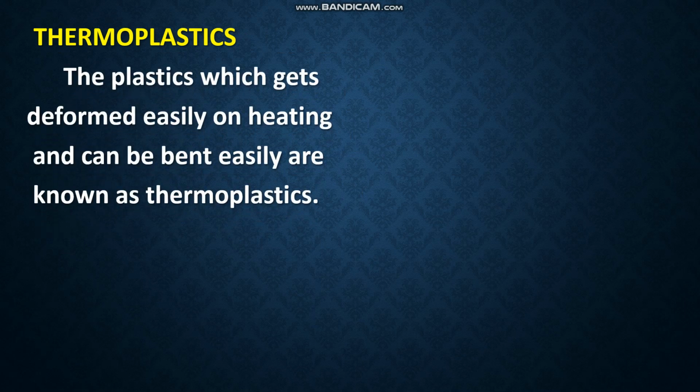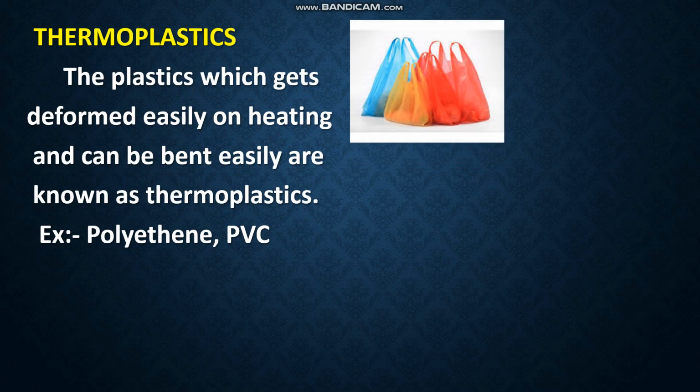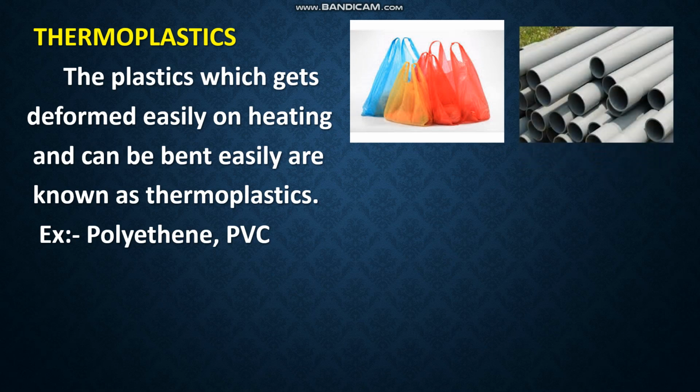What are thermoplastics? The plastics which get deformed, that means its shape can be changed easily on heating and can be bent easily, are known as thermoplastics. Let us see the examples. Polythene. You have seen the polythene cover. If it is heated, what happens to it? It melts. And another one, PVC. PVC is the abbreviation of polyvinyl chloride. PVC pipes. You might have seen that. So that also on heating, it will melt.